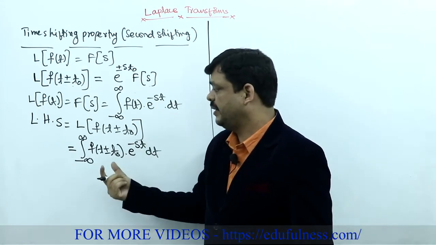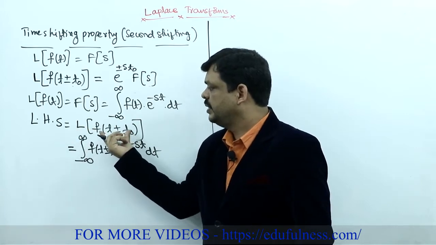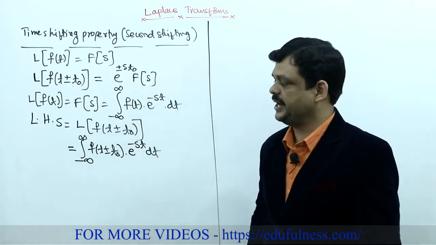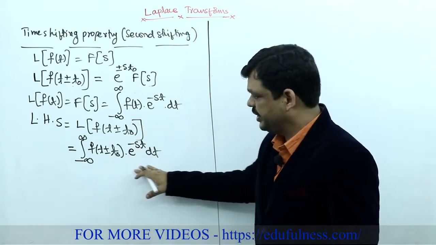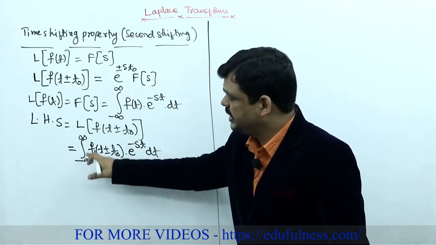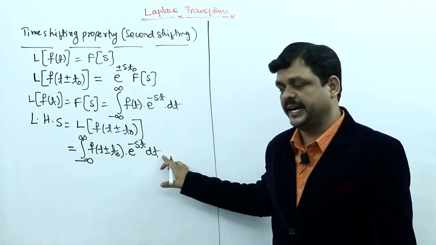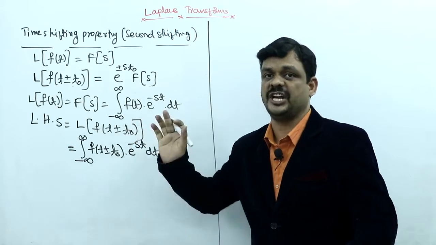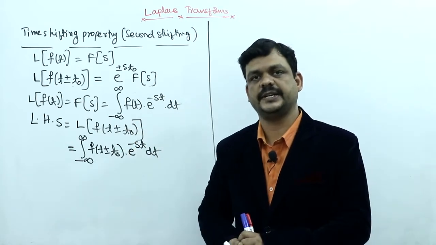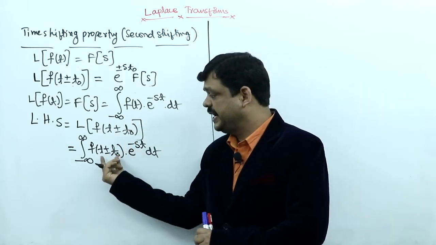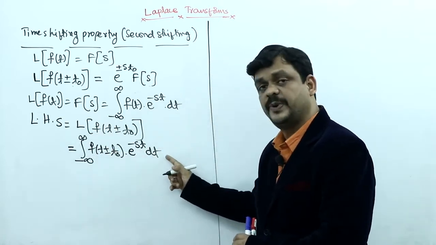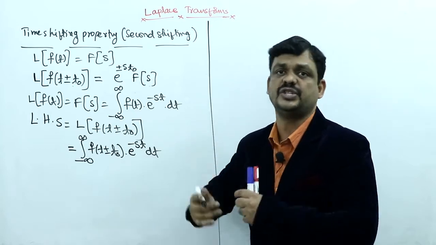Now here I have applied the Laplace transform to this signal, f of t plus or minus t naught. Now just observe this equation. In this equation the integration is defined with respect to t, but the function is defined in terms of t plus or minus t naught. So t naught is constant, right? But the function is defined in terms of t plus or minus t naught, while the integration operation is with respect to t, so we have to equate these two.